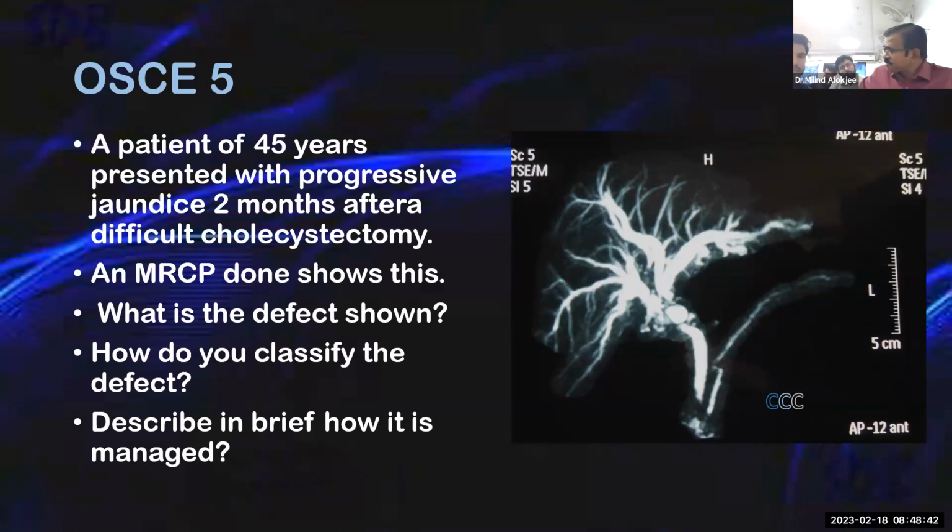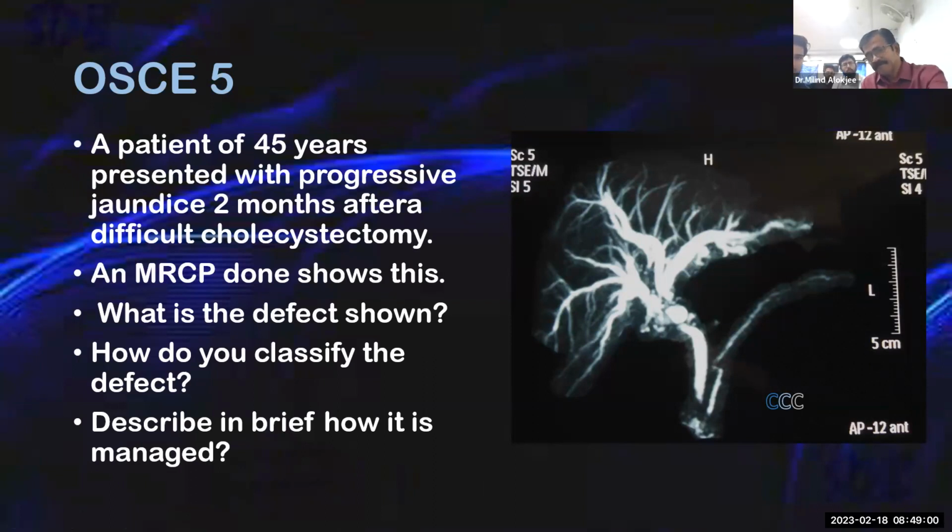Suppose it is down the line, 3 months beyond the cholecystectomy, 2 months. So, what has happened? Yes, it's a benign biliary stricture, on the background of cholecystectomy. And the defect shown is what?